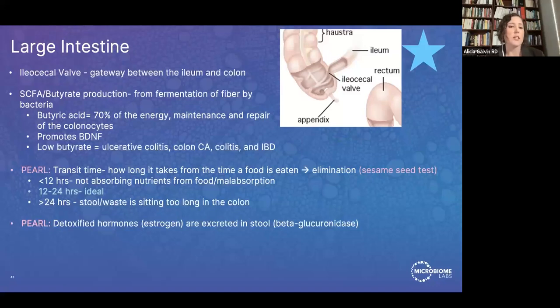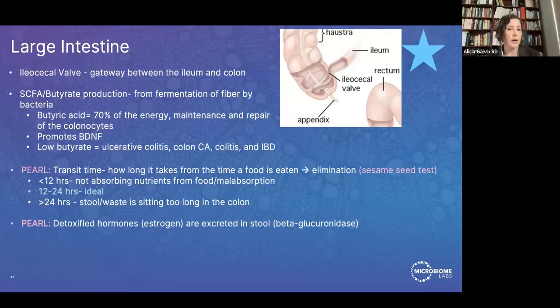But the other thing I want to mention is just transit time. So how long does it take for someone to eat food and then see it come out in their stool? Because what I've noticed with my clients and when I've talked with other providers, what can happen is someone might be having a bowel movement every day, but they aren't having good transit time. So have them eat like 1 to 2 tablespoons of sesame seeds, and time when they eat the sesame seeds and then when they see it come out in the stool. If it's less than 12 hours, then they're not absorbing their nutrients and they could potentially have some malabsorption. They have too fast of a transit time. If it's between 12 and 24 hours, that's really ideal.